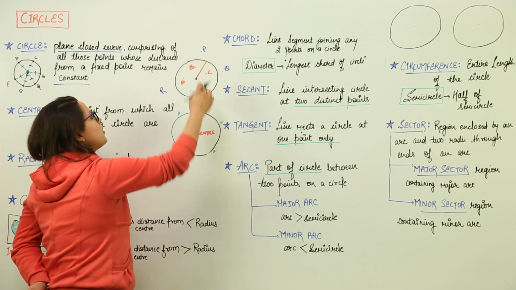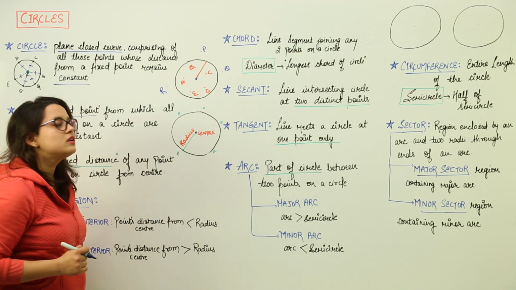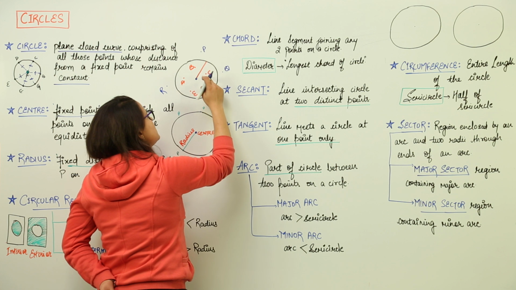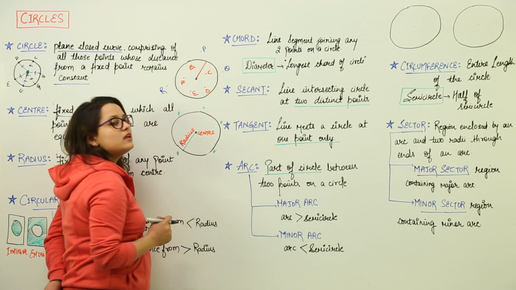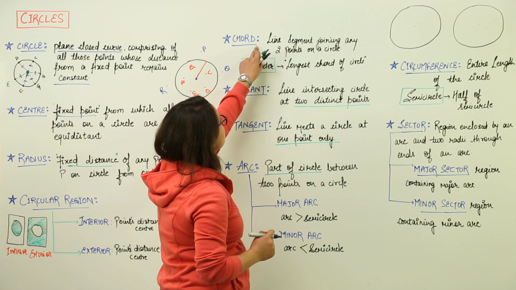So these points P, Q and R are lying in the exterior of the circle, and points A, B, C, D, E are lying in the interior of the circle. Now we have the chord.